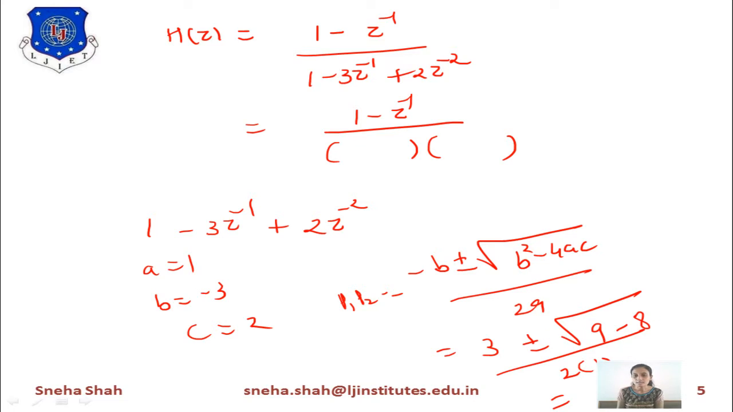So 3 plus 1 means 4 by 2, so 2. And 3 minus 1 means 2 by 2, which means 1. So there will be two factors, 2 and 1. So we will write like this: 1 minus z inverse upon 1 minus 2z inverse. If you cancel these two terms, then you can't draw the cascade form. So over here we will take this term as it is. This first term we will take as h1 and the second term we will take as h2.